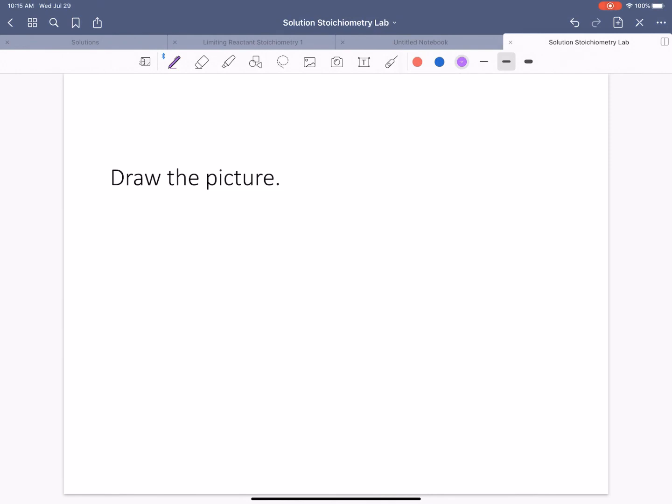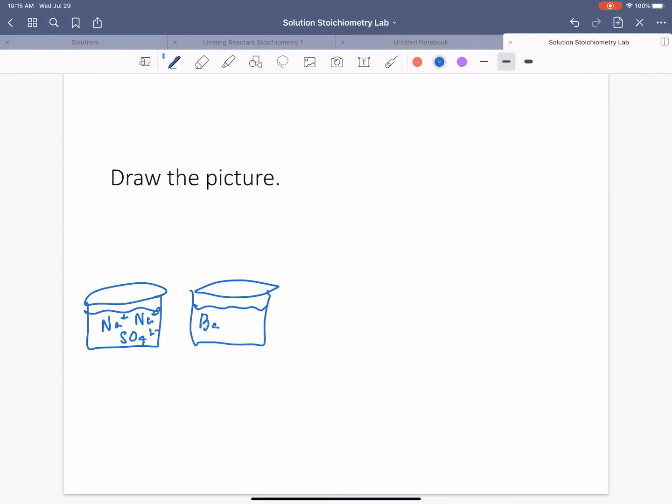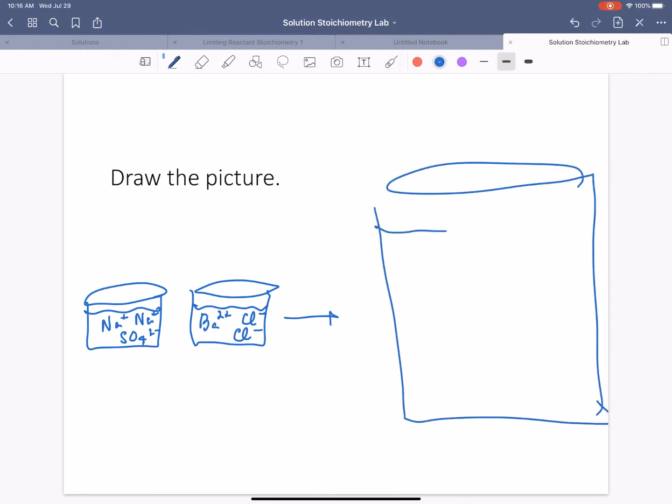And finally, we draw the picture. Before, we had sodium and sulfate ions floating around. In a different container, we had barium ions and chloride ions floating around. But when we mixed them, we have 125 mL with a precipitate at the bottom.